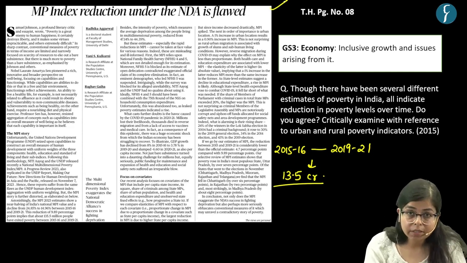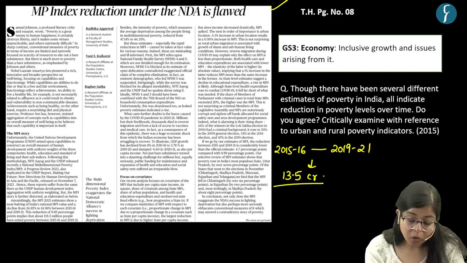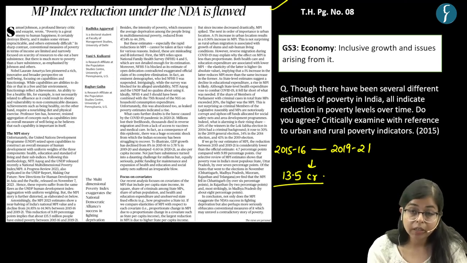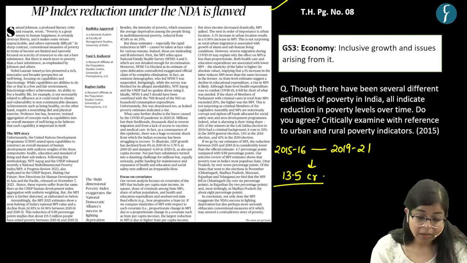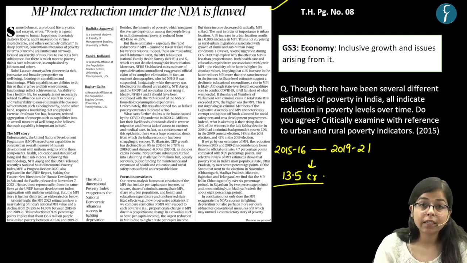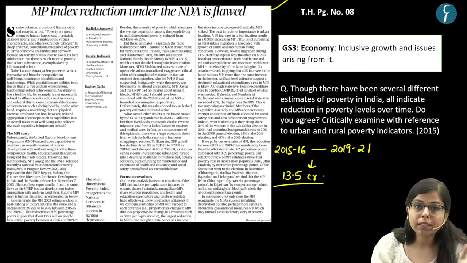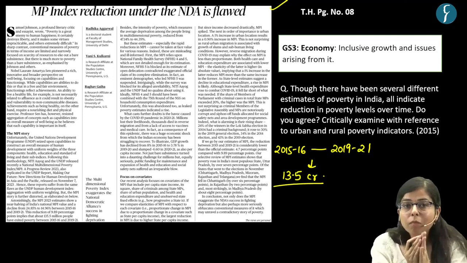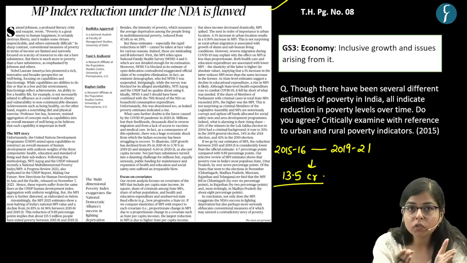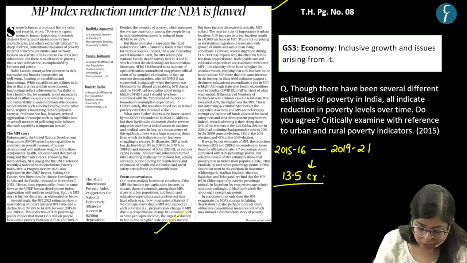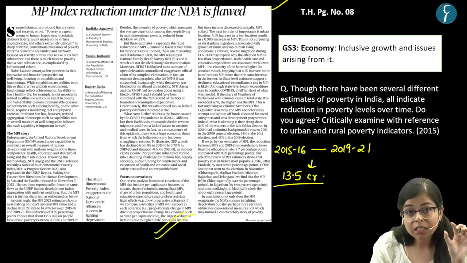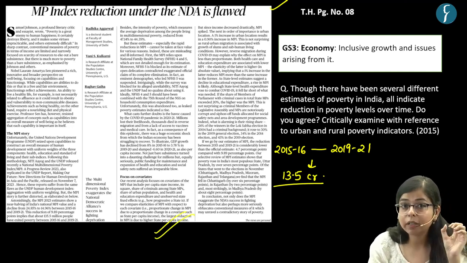The first topic of today's discussion is inspired by this important article which appeared in the editorial section of The Hindu. Now, this article says that multidimensional poverty index reduction under the NDA is flawed. We are not going upon the political inclination of this article, but the important thing you need to know is that this article says that there are certain issues in the multidimensional poverty index.